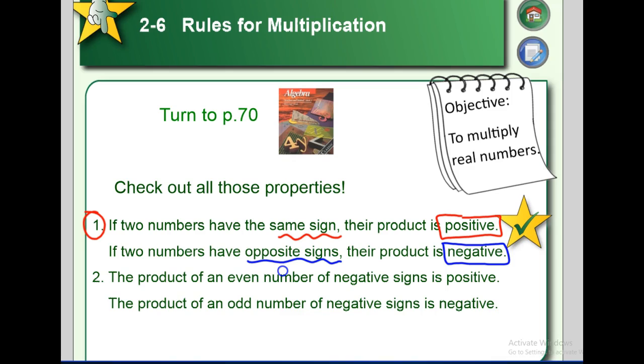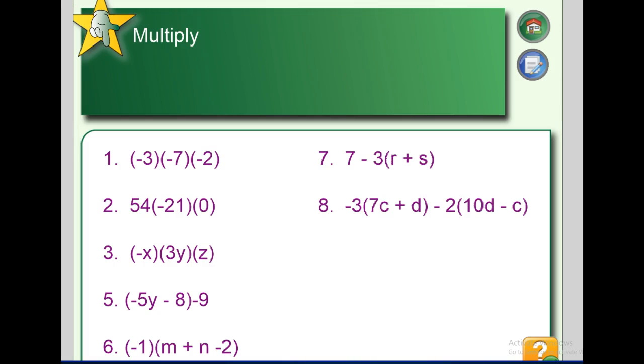Now, they're going to give us a long string of numbers to multiply, so I made another rule to help us. If there is an even number of negative signs, then my answer is positive. And if there is an odd number of negative signs, then my answer is negative. So when I'm doing this multiplication, the first thing I check is my signs. Is my answer going to be positive or negative? We're going to try a few, and then we'll be done. Let's go ahead and go to my next slide.